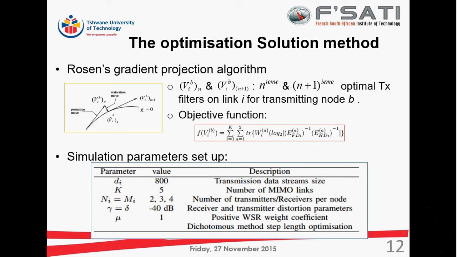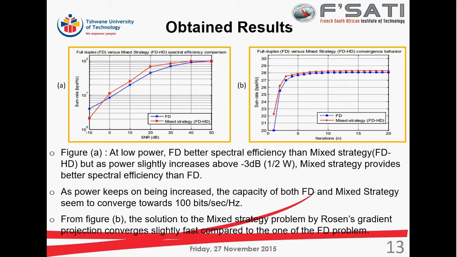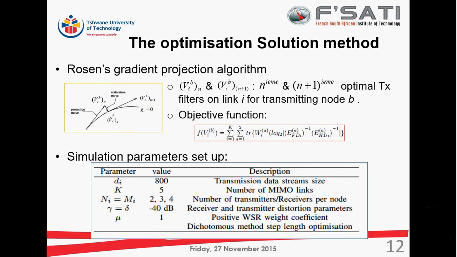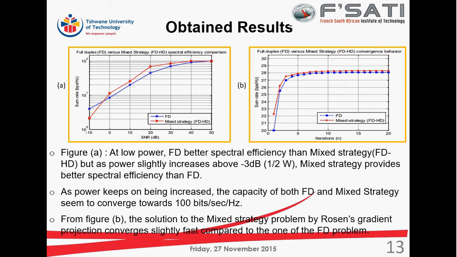In terms of step length optimization, since this is an iterative method and therefore requires an optimum step length at each level to speed up the process, we are using the famous dichotomous optimization technique. After computing the solution of the formulated optimization problem using the proposed optimization solution technique, which, as presented here, is Rosen's gradient projection algorithm, the following results were obtained.